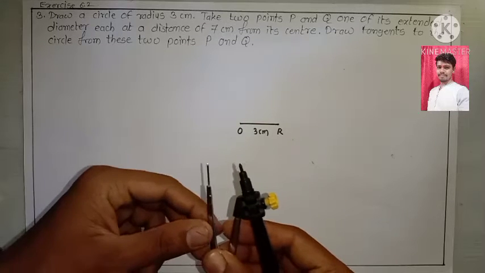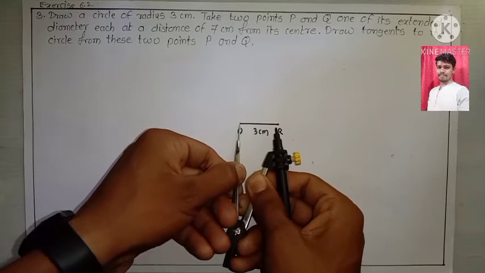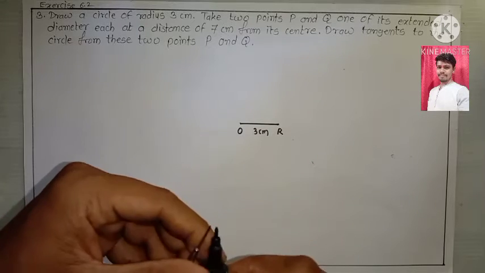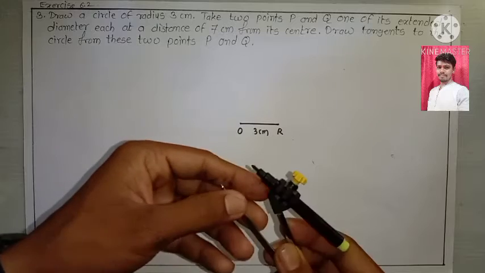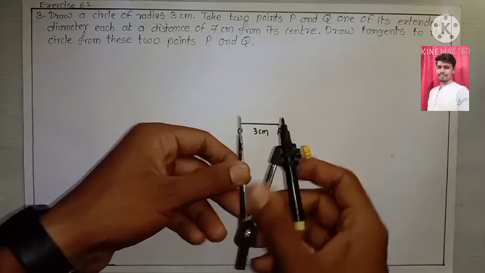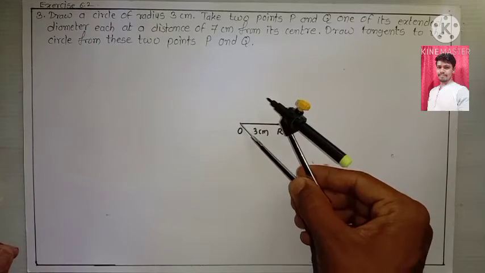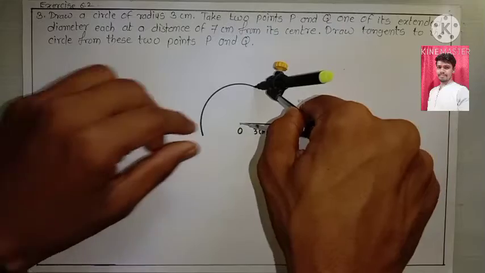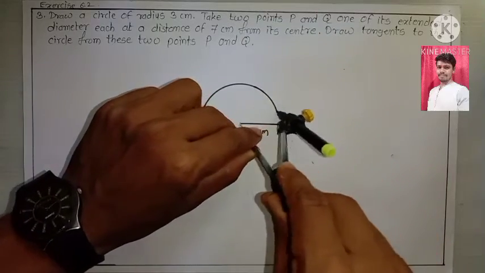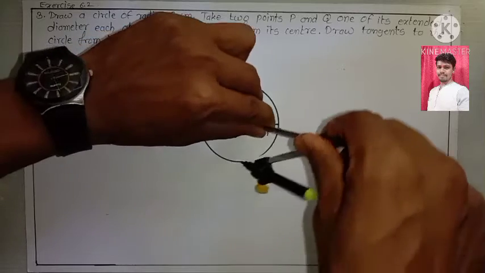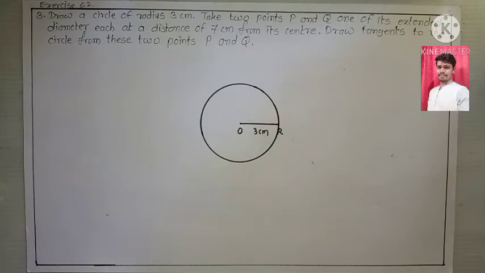Now step 2: take a compass. In the compass take the OR distance, that is 3 cm. Put the needle of the compass on point O and draw one circle. One circle is drawn.